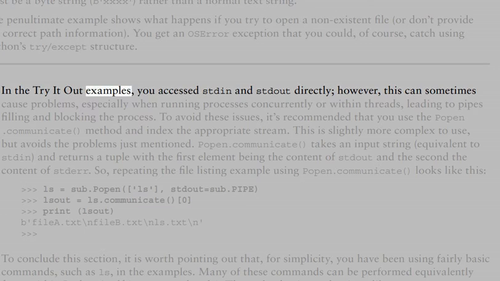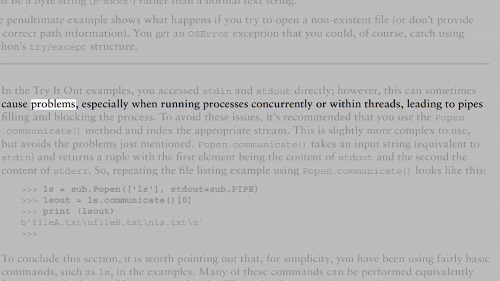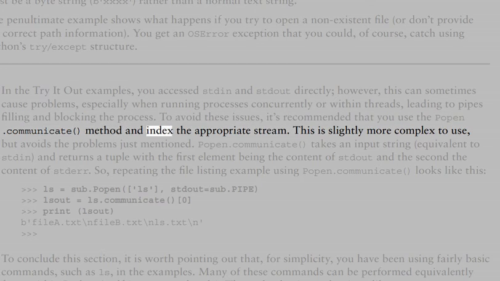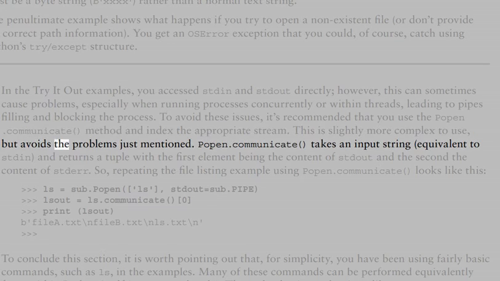In the Try It Out examples, you accessed stdin and stdout directly. However, this can sometimes cause problems, especially when running processes concurrently or within threads, leading to pipes filling and blocking the process. To avoid these issues, it's recommended that you use the Popen.communicate method and index the appropriate stream. This is slightly more complex to use, but avoids the problems just mentioned.